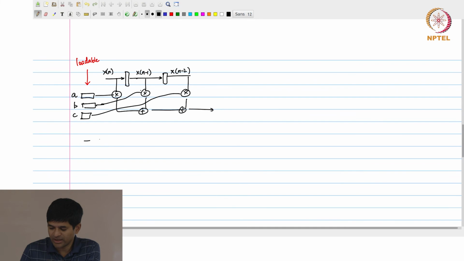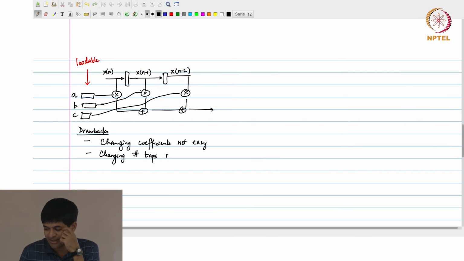So if I try listing the drawbacks, one is changing coefficients is not easy. Changing the number of taps requires recompilation essentially, or resynthesis. And the other one is the clock and sample, these being tied together is not necessarily a good thing.